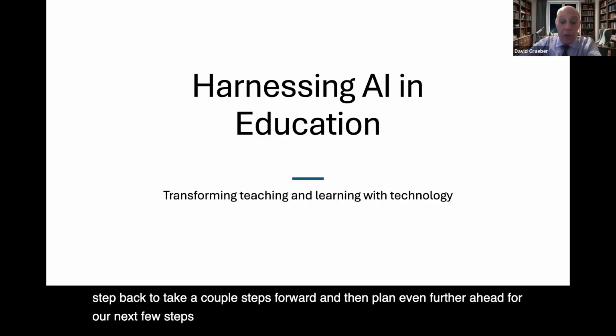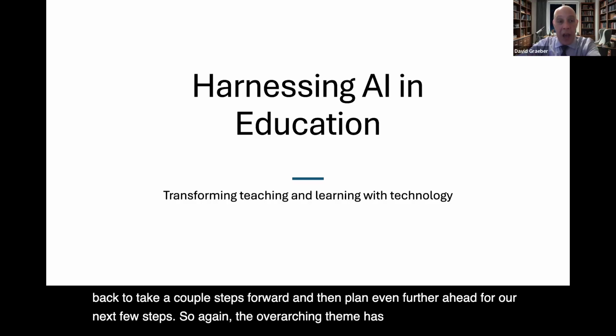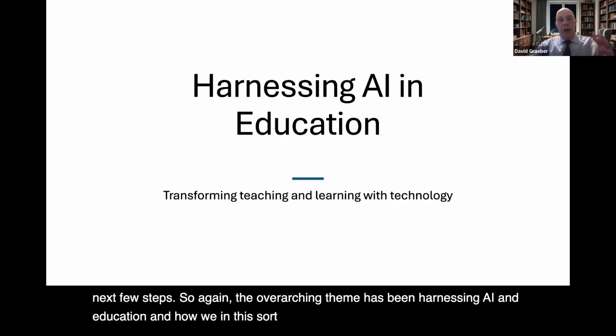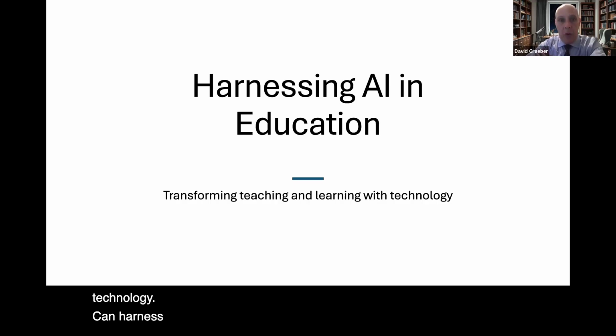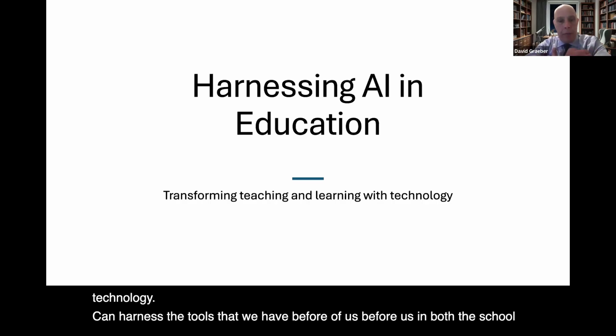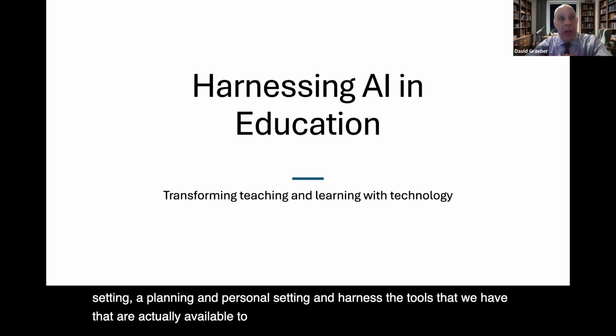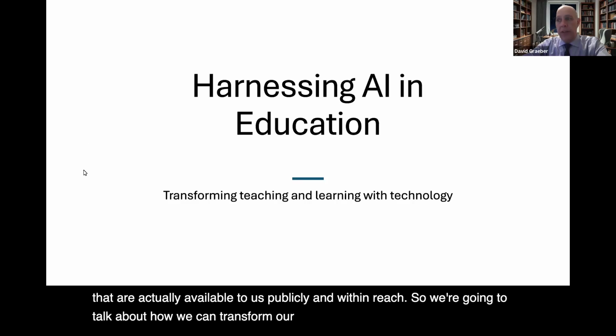So again, the overarching theme has been harnessing AI in education and how we, in this sort of ever-evolving landscape of technology, can harness the tools that we have before us in both a school setting, a planning and personal setting, and harness the tools that we have that are actually available to us publicly and within reach. So we're going to talk about how we can transform our work with this technology.